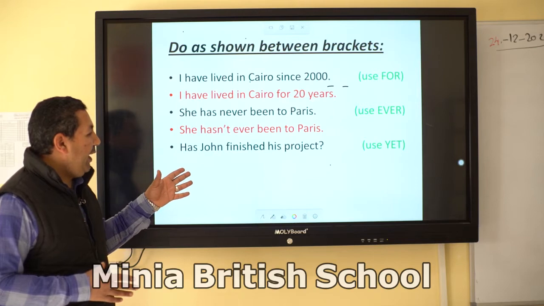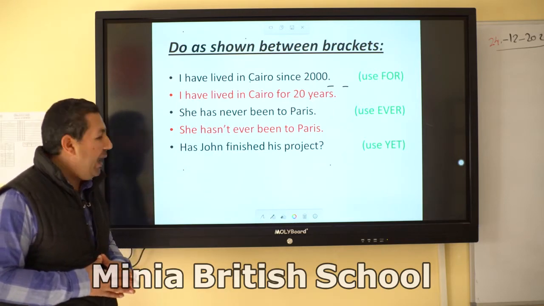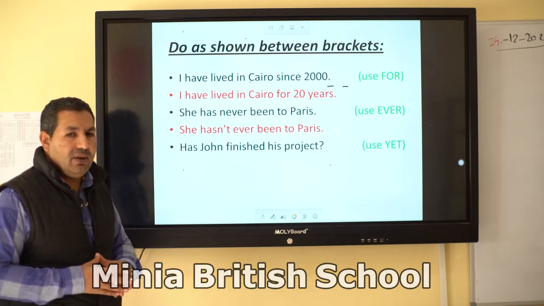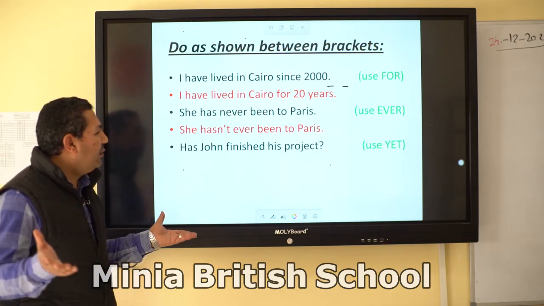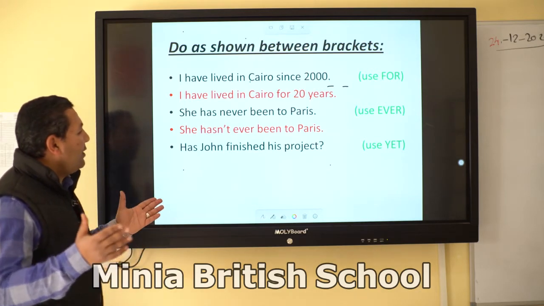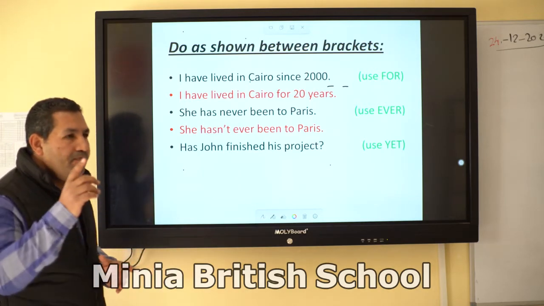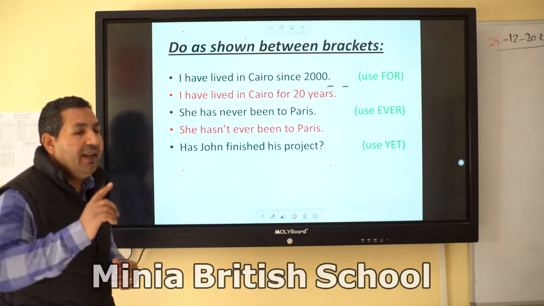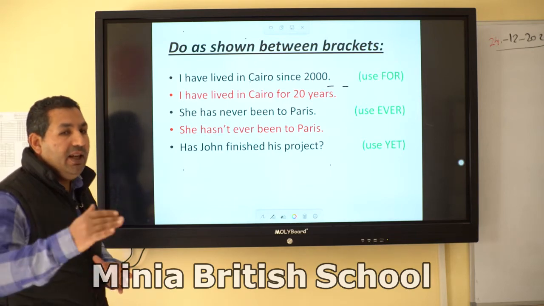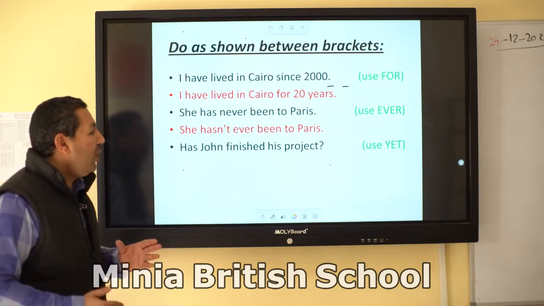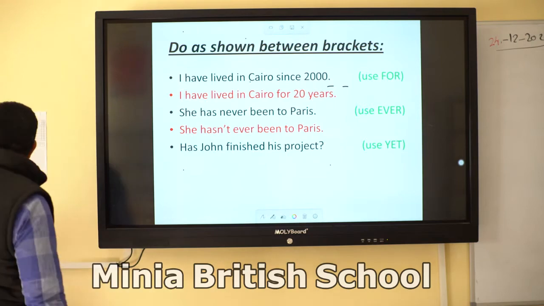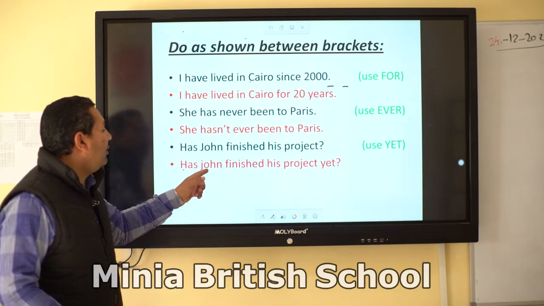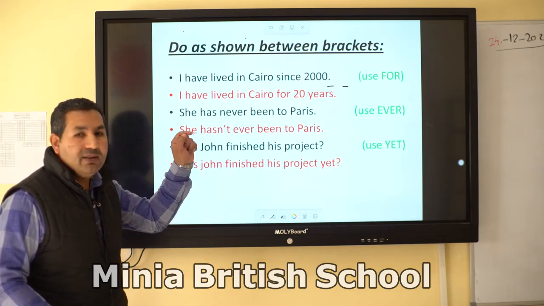Has John finished his project? Use yet. Where do we put yet, what is its place in the sentence? Yes, that's right. Yet always comes at the end of the sentence, even if it is a negative sentence or a question. So we must put yet at the end of it. Has John finished his project yet?